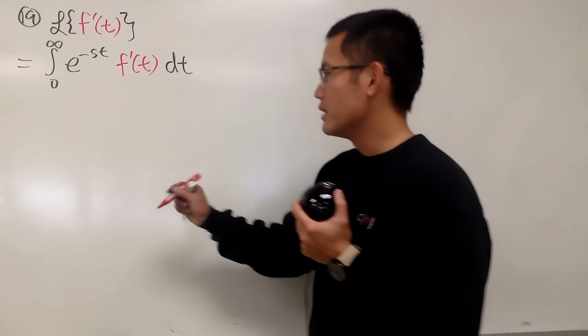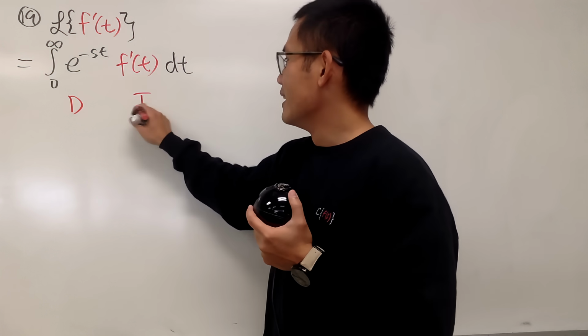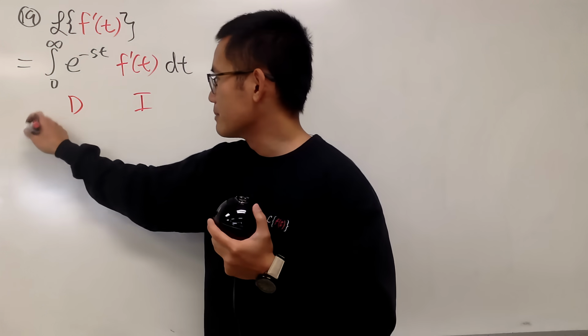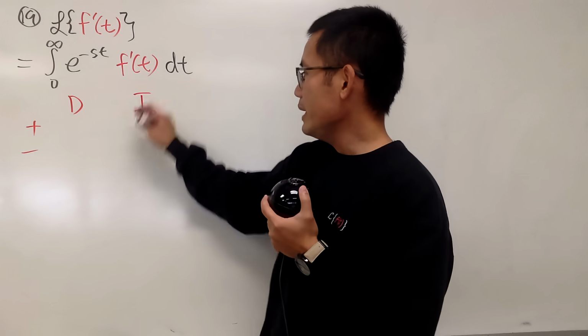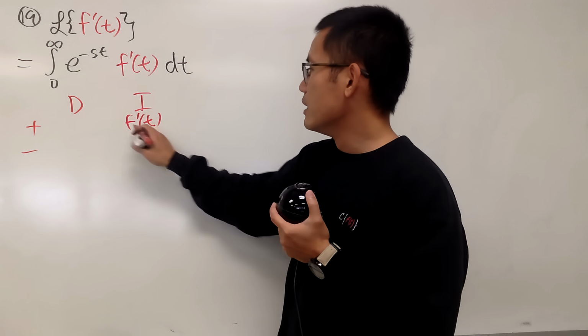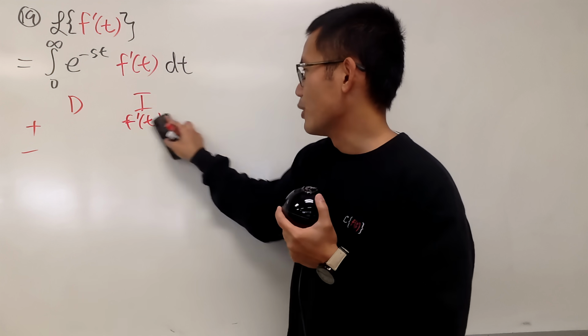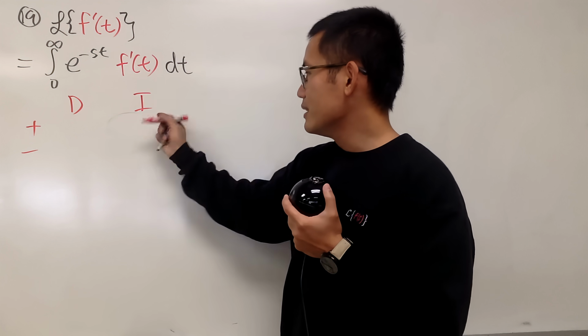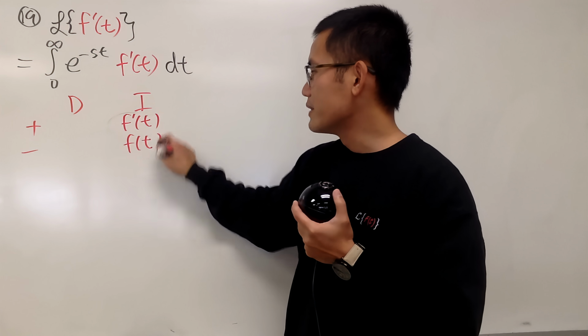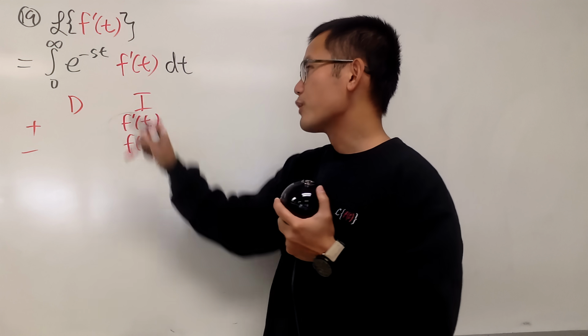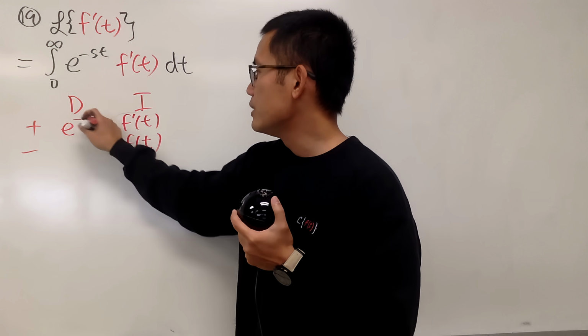So have a look. Oh my god, this is so much fun. D and then I, and then I'll put down the plus minus. Just 2 rows is enough. Don't go too crazy, of course. We want to integrate f prime of t, because if we do that, we'll just get the original f of t. Very nice.